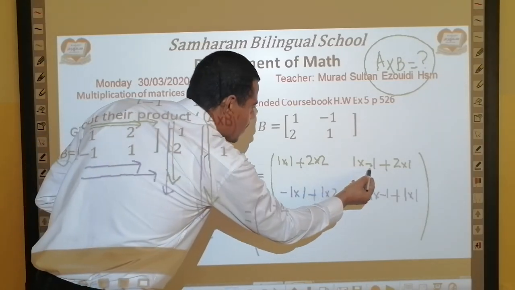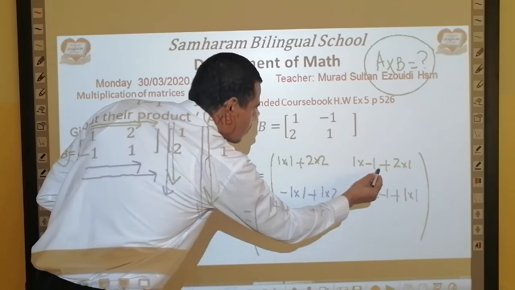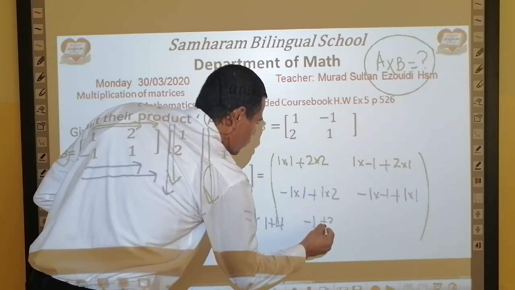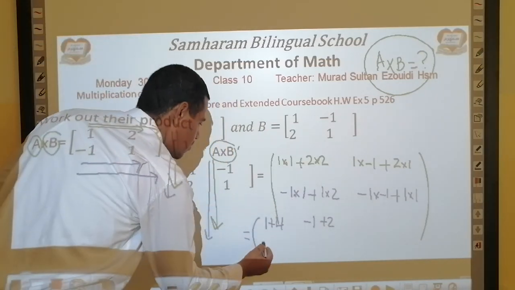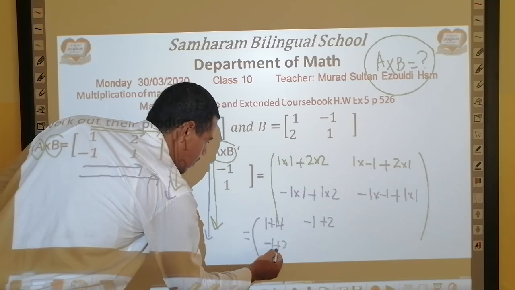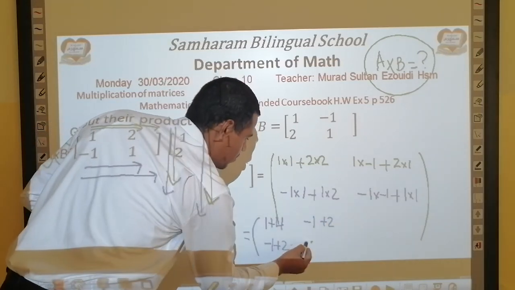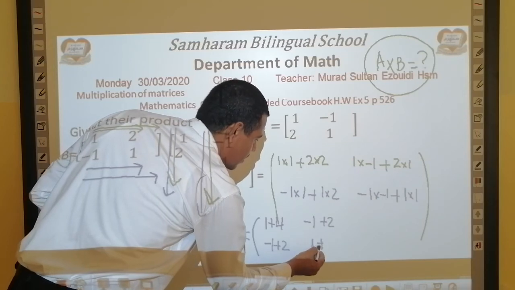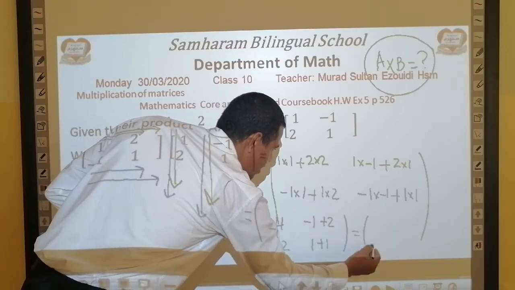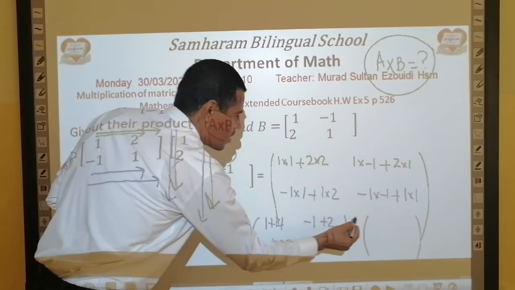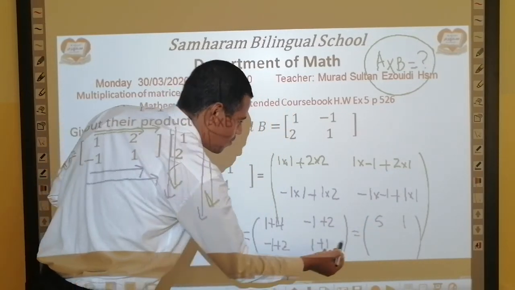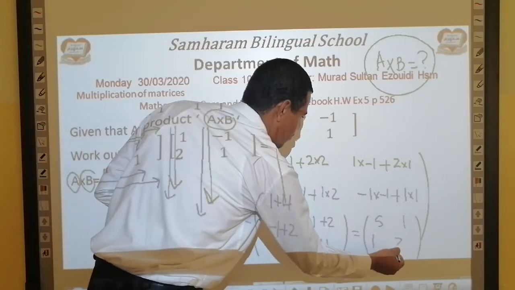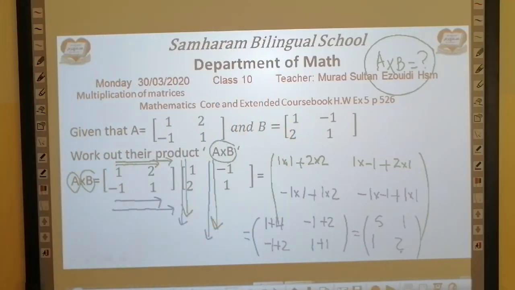Then, 1 multiplied by minus 1 is minus 1, plus 2 by 1 is plus 2. The next one, minus 1 multiplied by 1 is minus 1. Minus 1 plus 2. The second one, minus 1 by minus 1 is 1, plus 1 by 1 is 1. I will add now. 1 plus 4 is 5. Minus 1 plus 2 is 1. Minus 1 plus 2 is 1 also. 1 plus 1 is 2. Okay, this is how you can find the product of these two matrices.